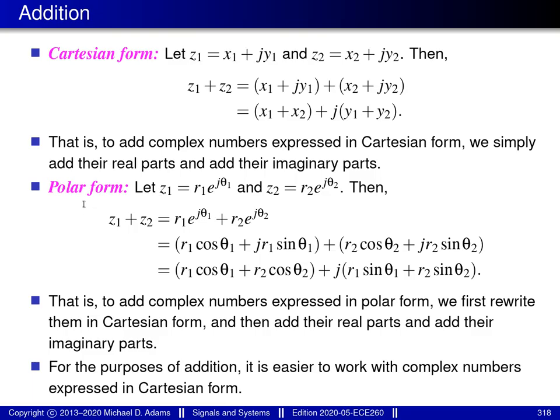If the complex number is expressed in polar form, effectively the way we add the complex numbers is we first convert them into Cartesian form using the formulas that were introduced earlier, and then we add the complex numbers expressed in Cartesian form. So the takeaway from this slide is that when you're adding complex numbers, it's very much preferred to have them expressed in Cartesian form. Otherwise, if they're in polar form, you have to first convert them to Cartesian form and then add them. So it's more work to add complex numbers expressed in polar form than to add complex numbers expressed in Cartesian form.